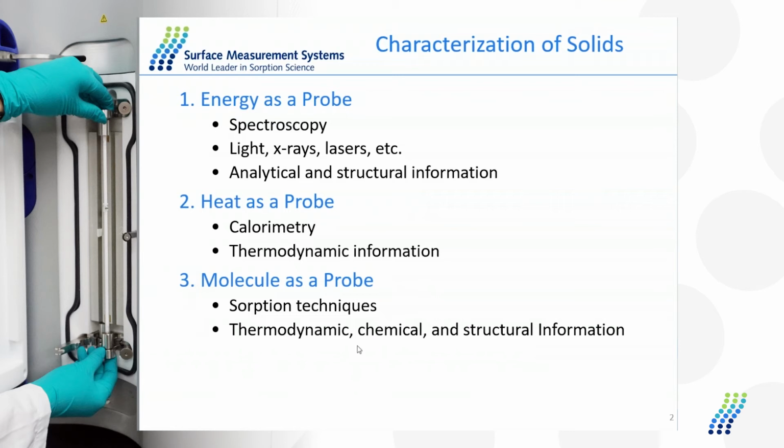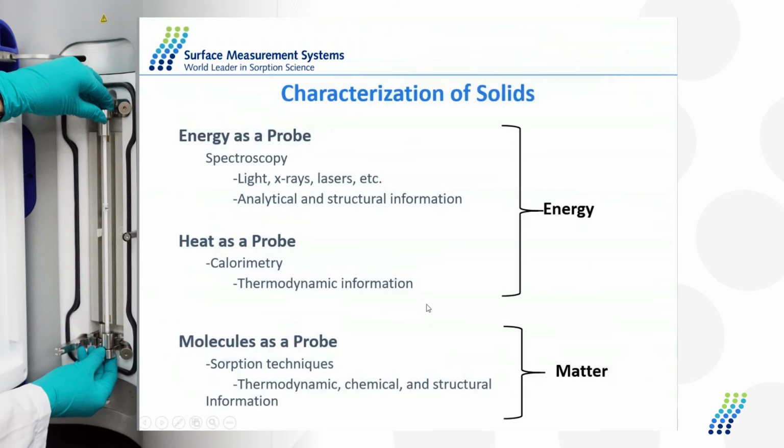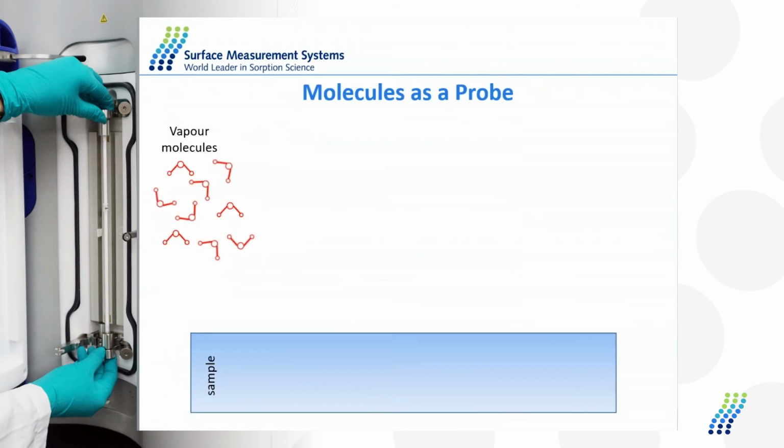So where Surface Measurement Systems instruments are focused is on molecular probe techniques. These techniques are based off of mass transfer, whereas a lot of other techniques are based off of energy transfer. So in general, we're looking at how a molecule interacts with the surface or a bulk of the sample, and then we can get thermodynamic, chemical, or structural information from that.